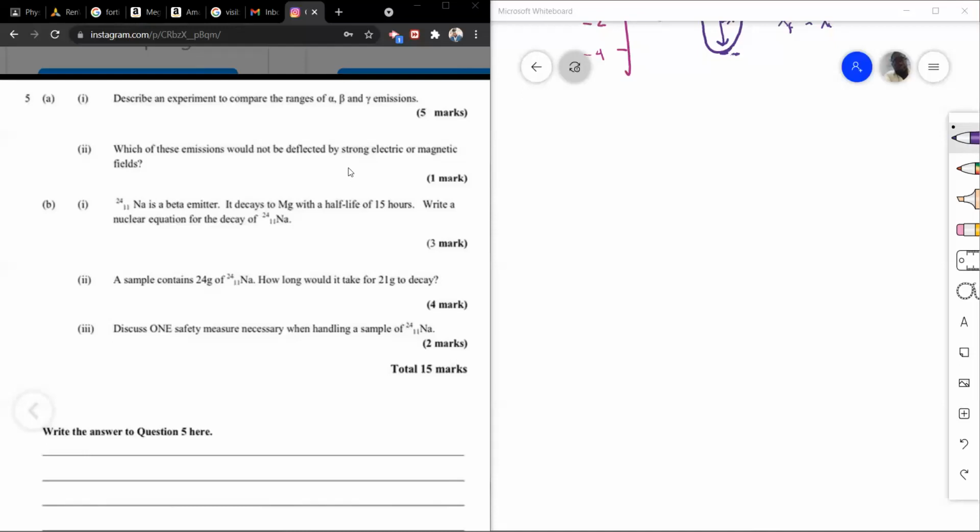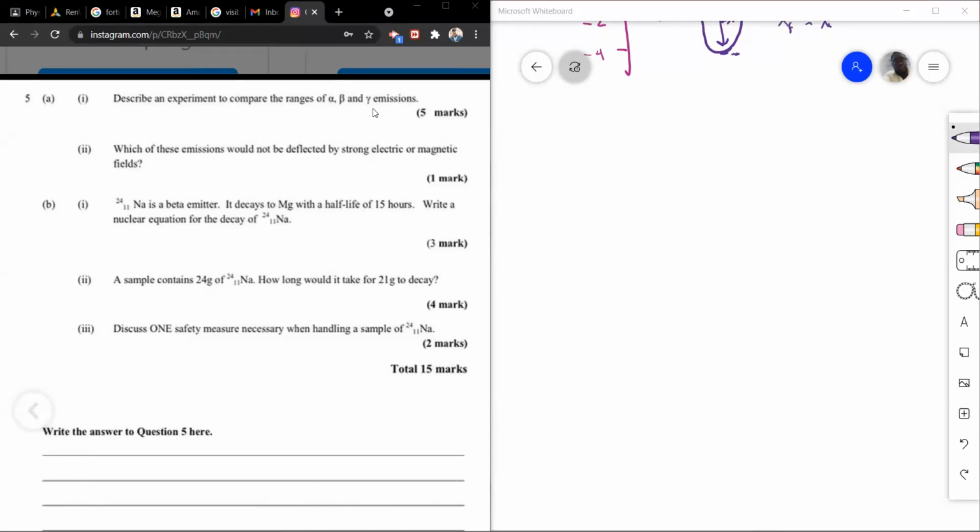What was I sharing again? Oh, I was sharing the Instagram page on this. All right. So we can go ahead and describe either the cloud chamber test or the absorption test. I'm not even going to go into that right now.